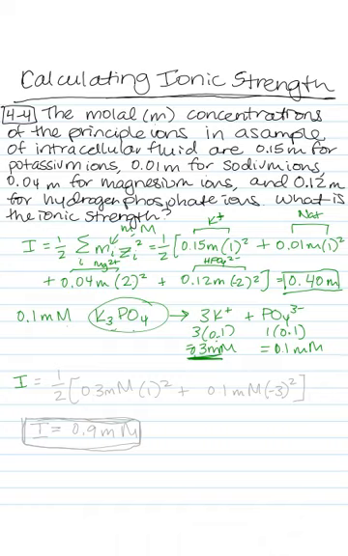Okay. So now we can say that I is equal to 1/2 times 0.3 millimolar times 1 squared plus 0.1 millimolar times minus 3 squared. And so we have a 0.9 millimolar ionic strength solution.